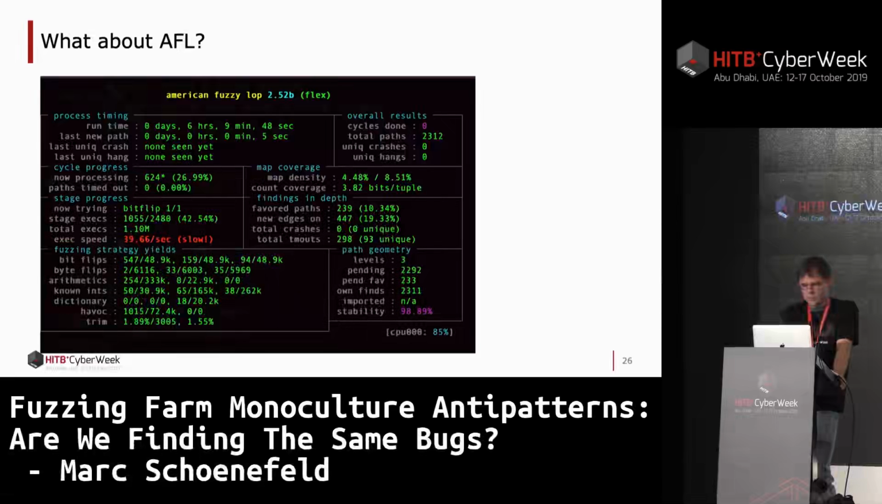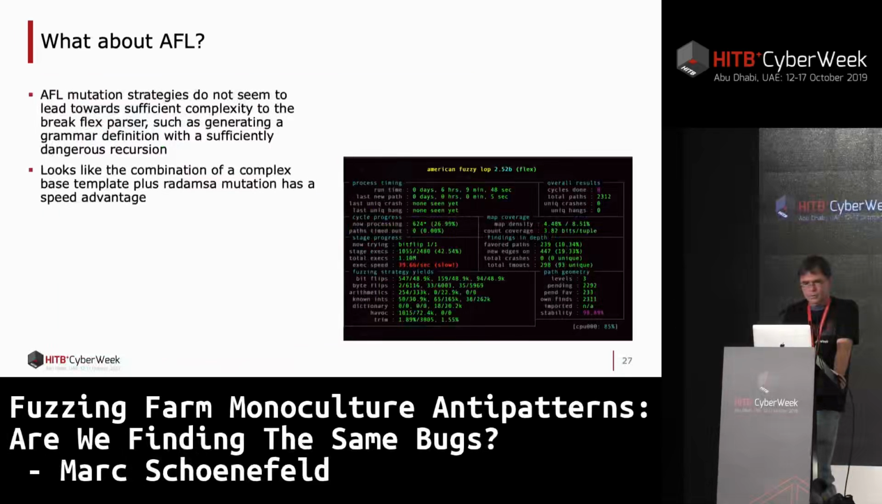Also, as comparison, AFL was used, and AFL spent a lot of time actually finding nothing, and after 6 hours we abandoned this test. So AFL mutation strategies do not seem to get to the point so early. It does not seem to create enough complexity to create these conditions, such as creating a grammar definition with sufficiently dangerous recursion, as in the first case. So it looks like the combination of a complex base template plus Radamza mutation has a speed advantage here.